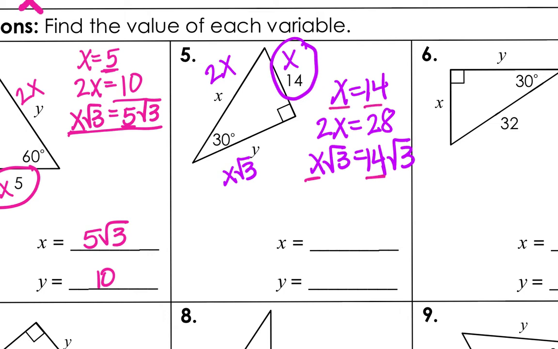So y is the x square root of 3, and x is the 2x, so that I can fill in the blanks.